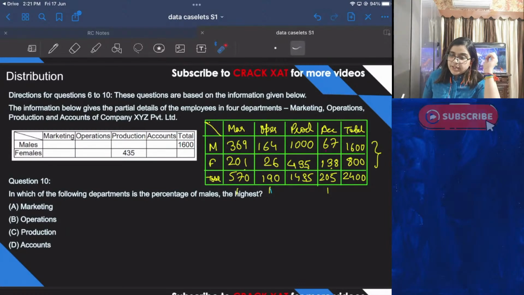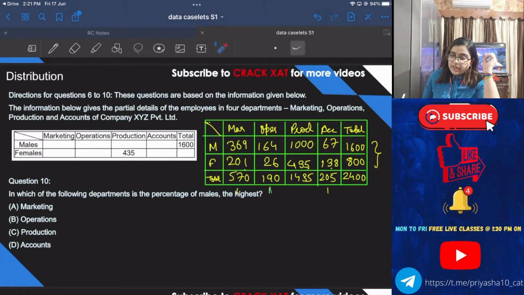Ma'am, in CAT exam, it will take more time to solve. The level of difficulty is high in CAT. Yeah, of course it is. So that's why I'm saying not more than 6 minutes at any cost.